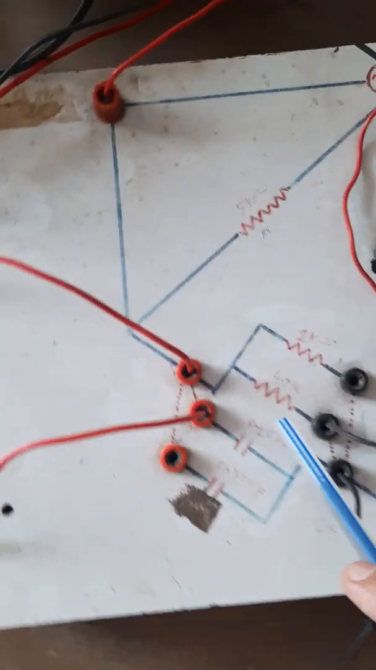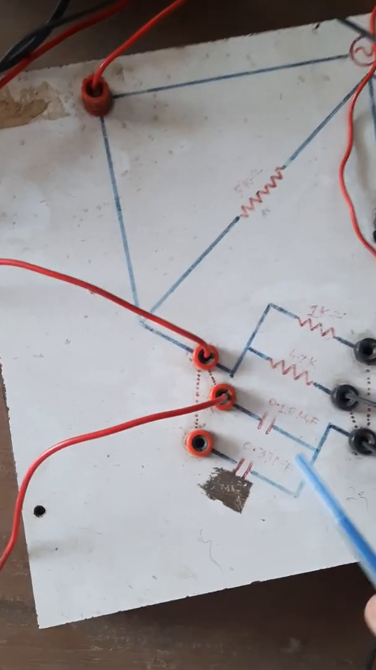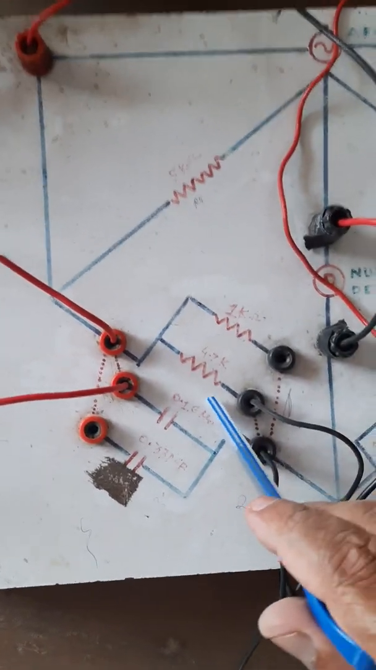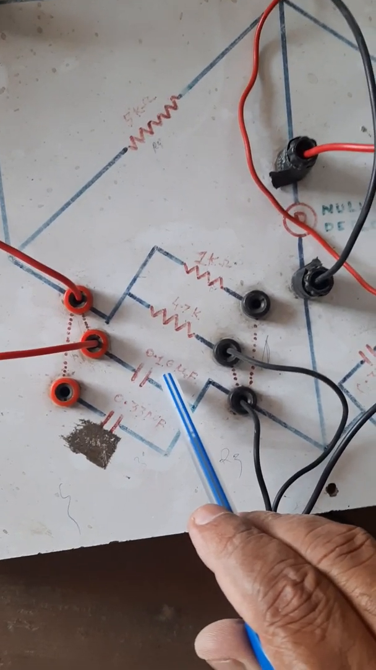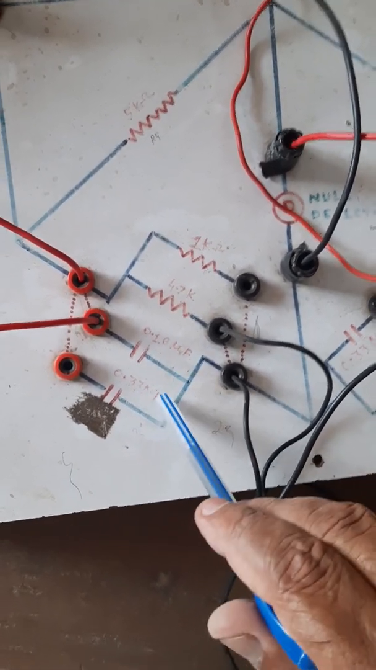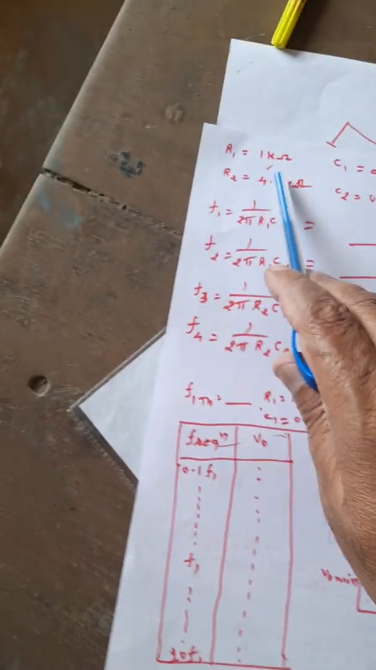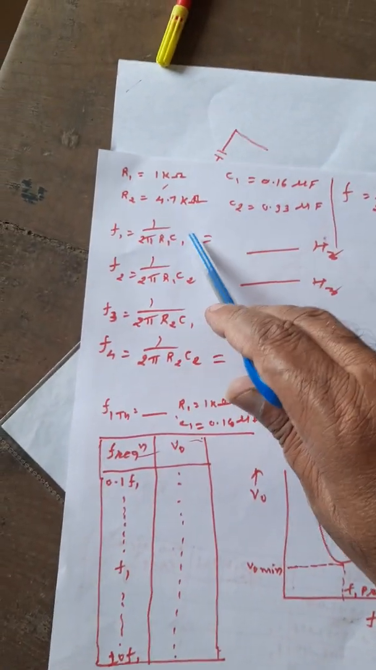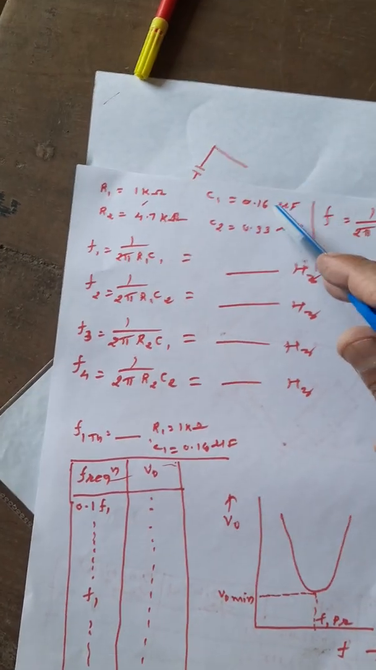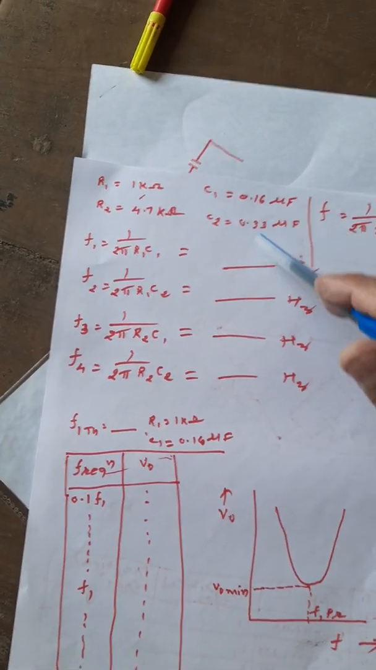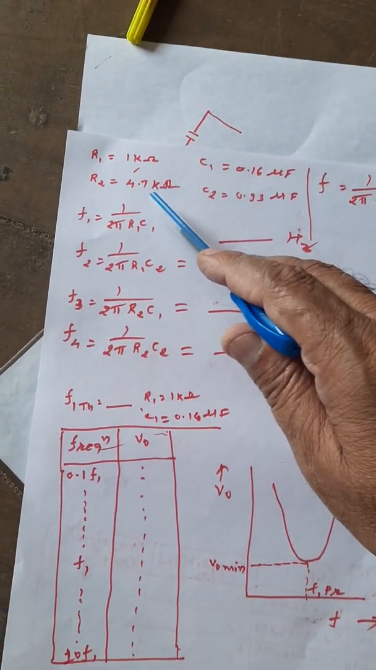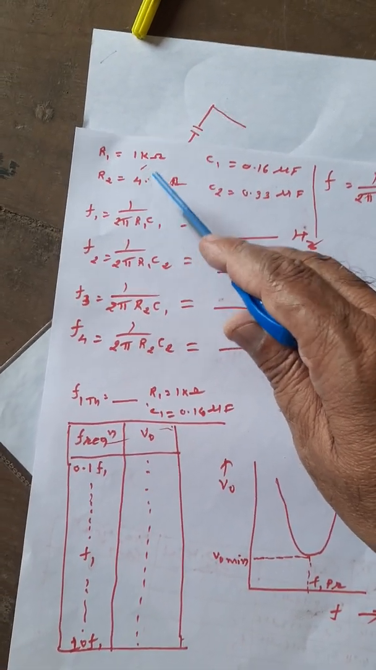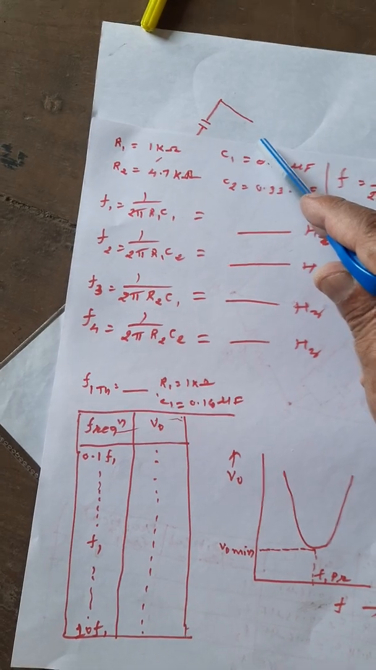The resistor value we have selected is 4.7 kilo ohm. The capacitor value we have selected is 0.16 microfarad. So these 4 values are given. We have 2 resistors, 1 kilo ohm and 4.7 kilo ohm. The capacitor values are 0.61 and 0.33 microfarad. So first we consider the combination of R2 and C1.